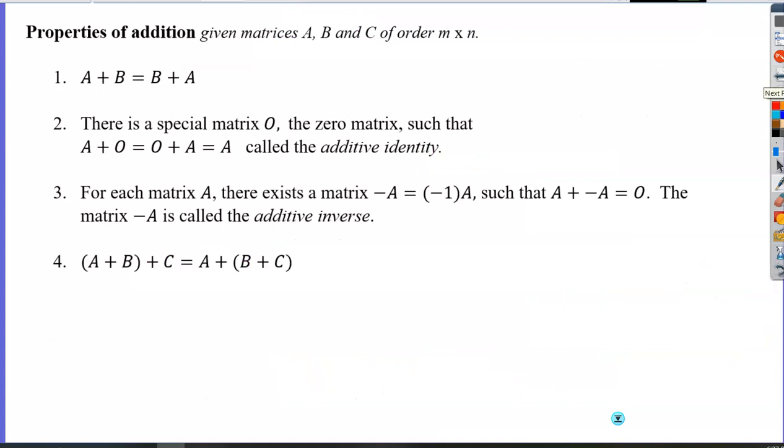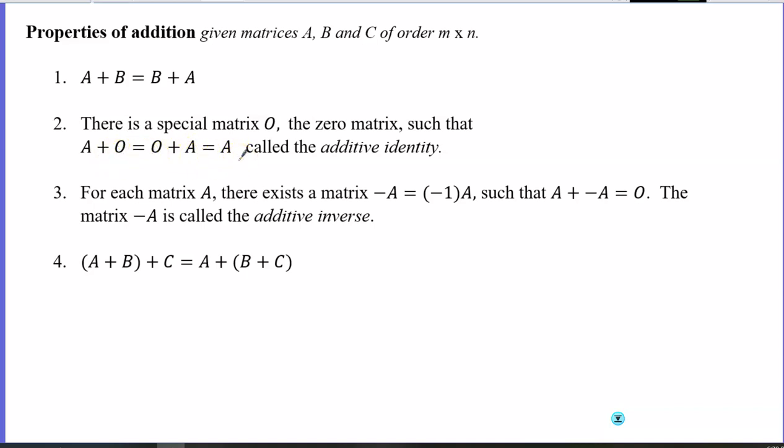So just some general properties of addition, assuming that A, B, and C are all matrices and they all have the same order. So that's important. It won't matter whether you add forwards or backwards, so addition for matrices is commutative. This is a big one. There's a special matrix 0, the 0 matrix, such that if I add the 0 matrix to A, in either direction, you just get A.